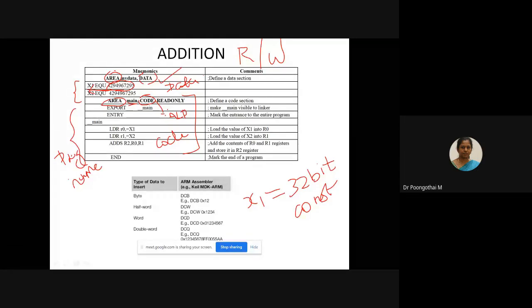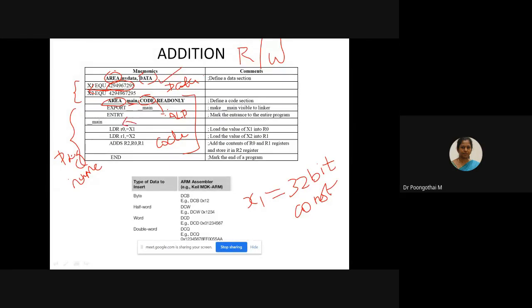Coming to main, using LDR, we can move that value from the data section to main. LDR R0, =x1. This instruction is used to load the value of x1 into R0. Now your R0 holds the 32-bit value. The next instruction is used to load the value of x2 into R1. So now R1 holds the second number.